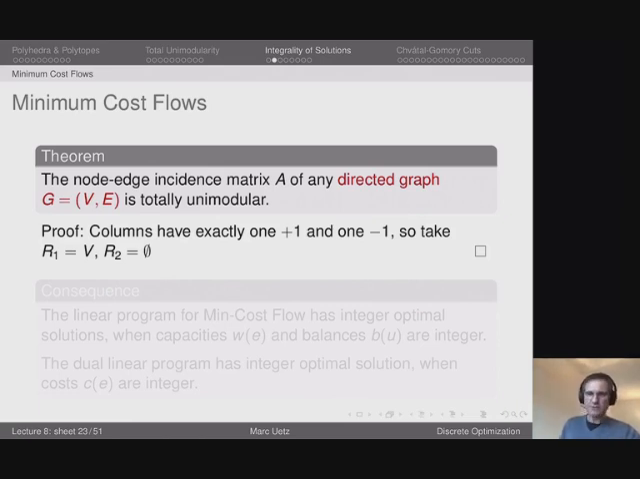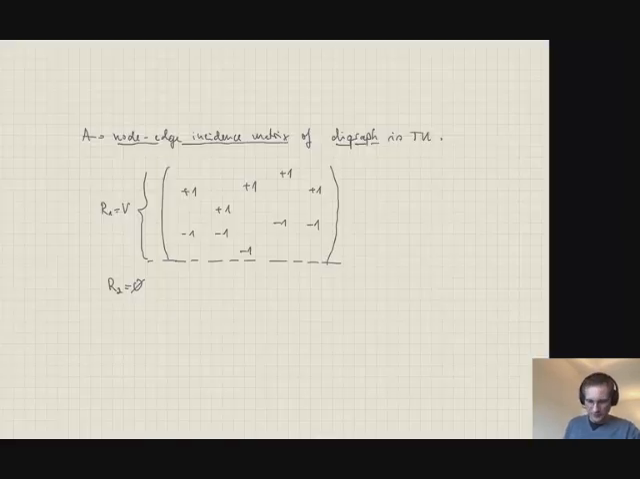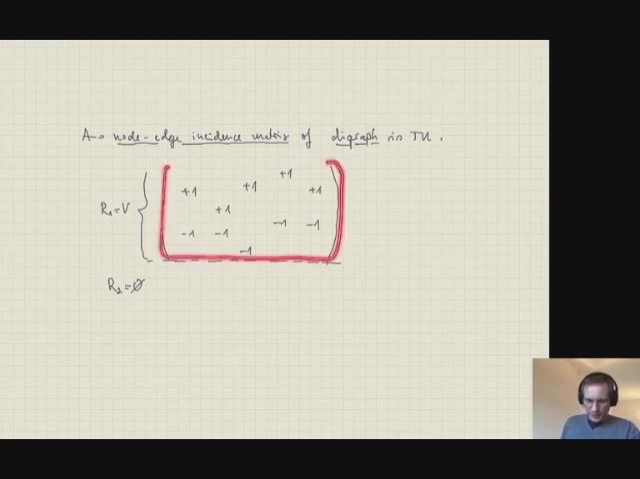So we can just use this previous sufficient condition on total unimodularity and choose all the vertices as one side of the partition and the empty set as the other side of the partition. So like in this example, right? Here we have the whole node edge incidence matrix of a digraph, and all the +1s and -1s are on one side of the partition, and we are done. So this fulfills the sufficient condition by Heller and Tompkins. And as a consequence, the node edge incidence matrix of a directed graph is always totally unimodular.